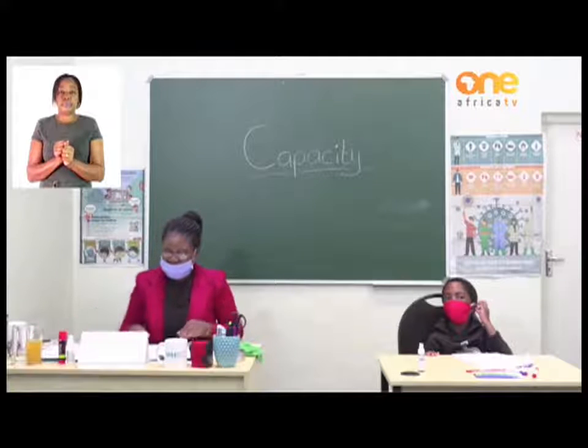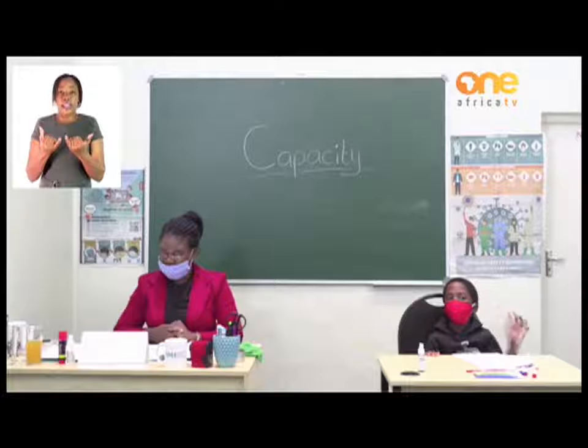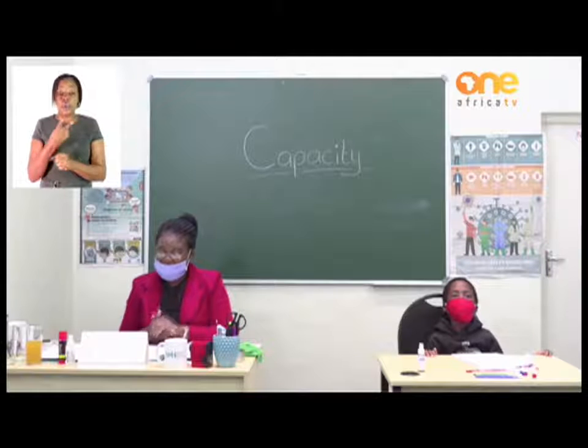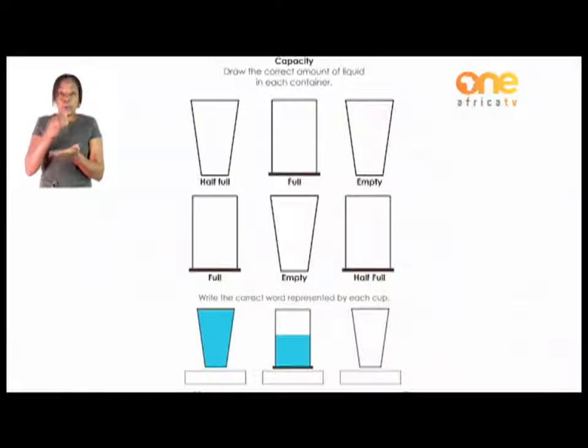All right. So when you check on these cups or the containers which are on page 5, I want you to draw for me the amount of liquid that a cup or a jug should hold when they say it's half full. Up to where are you going to draw the first cup? Half full. Up to where are you going to draw the second one? Full. And the third one is empty. Up to where are you going to draw?